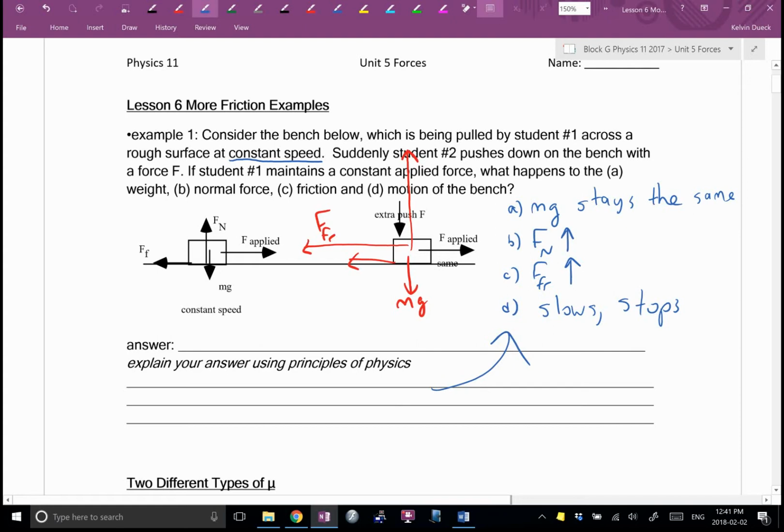Is that all right? And what you notice this time is the normal force, once Cole sat on the bench, was no longer equal to mg. That's what we're going to be talking about today. Situations where the normal force is more complicated.